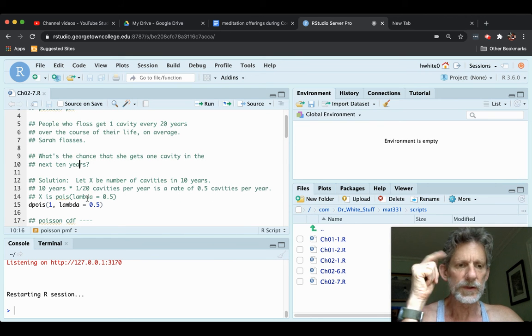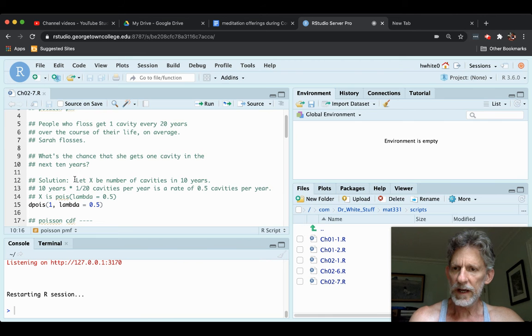So let's let capital X be the number of cavities in 10 years. And let's figure out the distribution of capital X. Well, the rate is a cavity every 20 years, so a 20th of a cavity per year. So 10 years times a 20th of a cavity per year, 10 over 20 is a half. You expect half a cavity in 10 years in this Poisson process. So X actually has Poisson distribution where the rate lambda is 0.5.